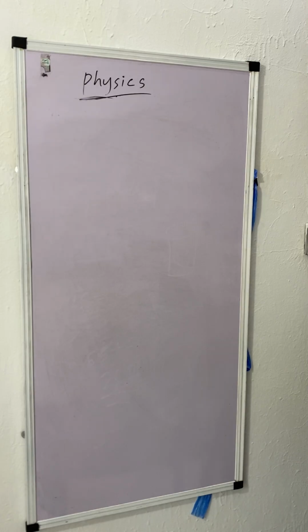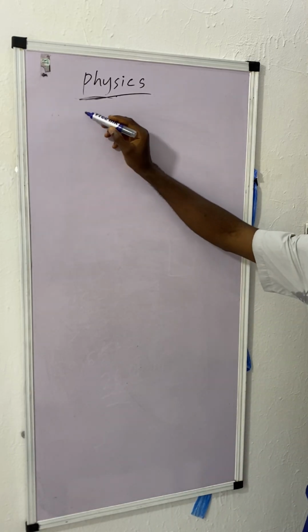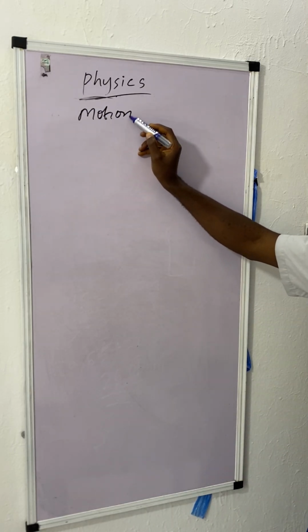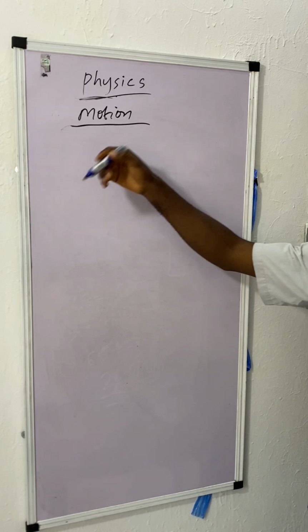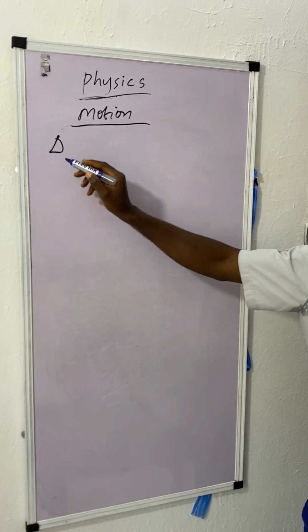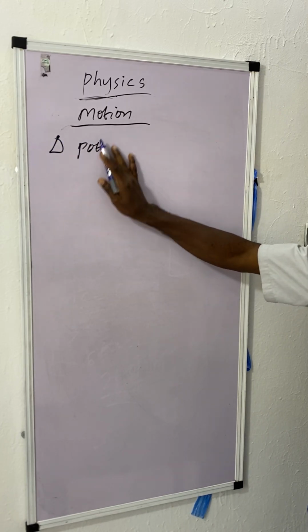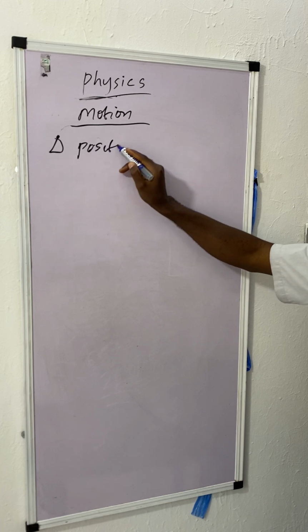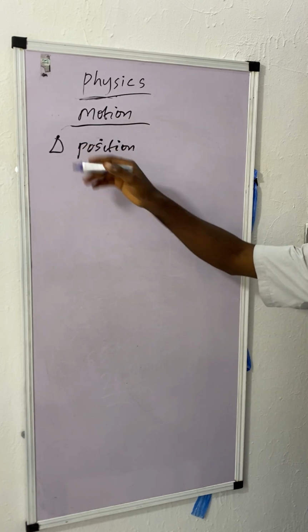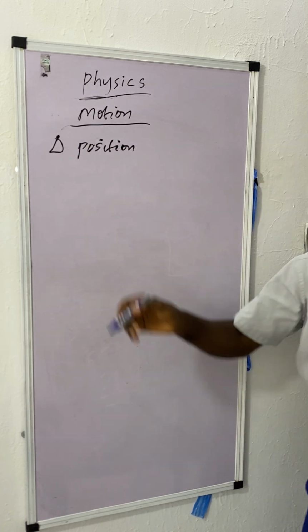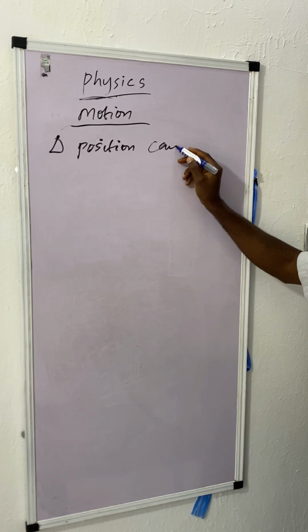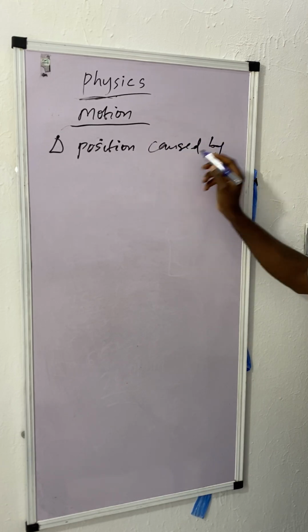Motion. Motion is a movement of an object. Change in position of an object. Change in what position? Change in position of an object. That's motion. What brings about motion? Force. Caused by force.